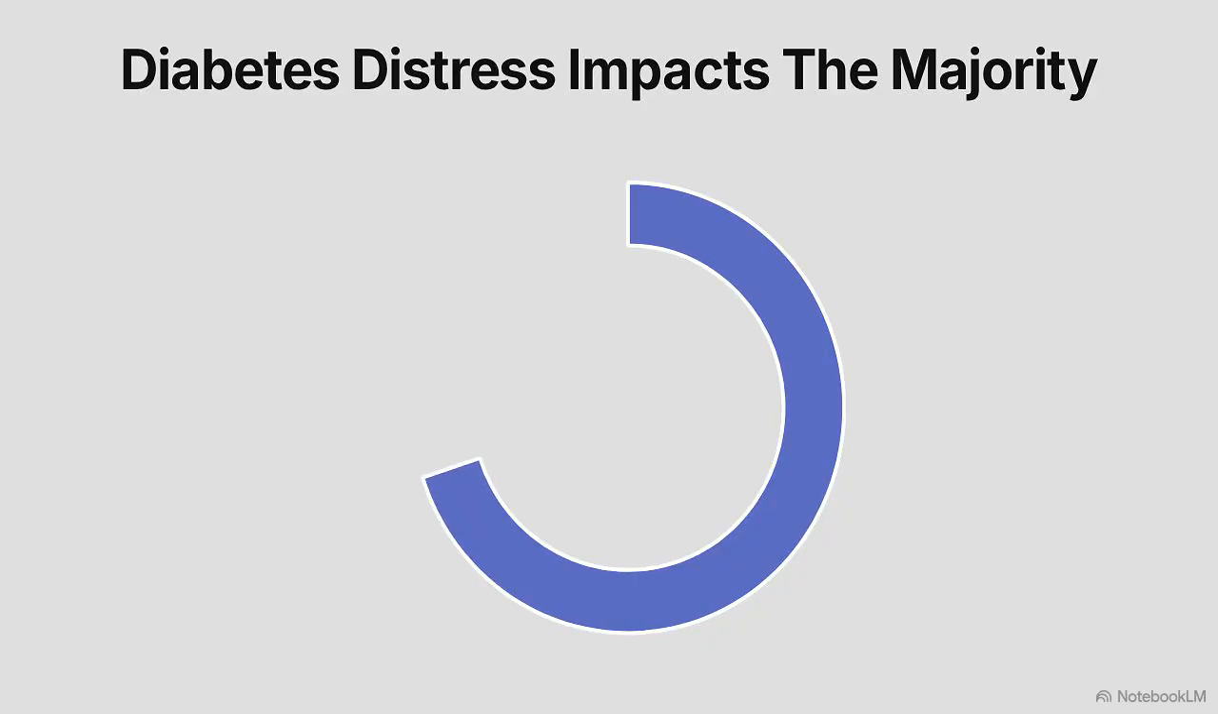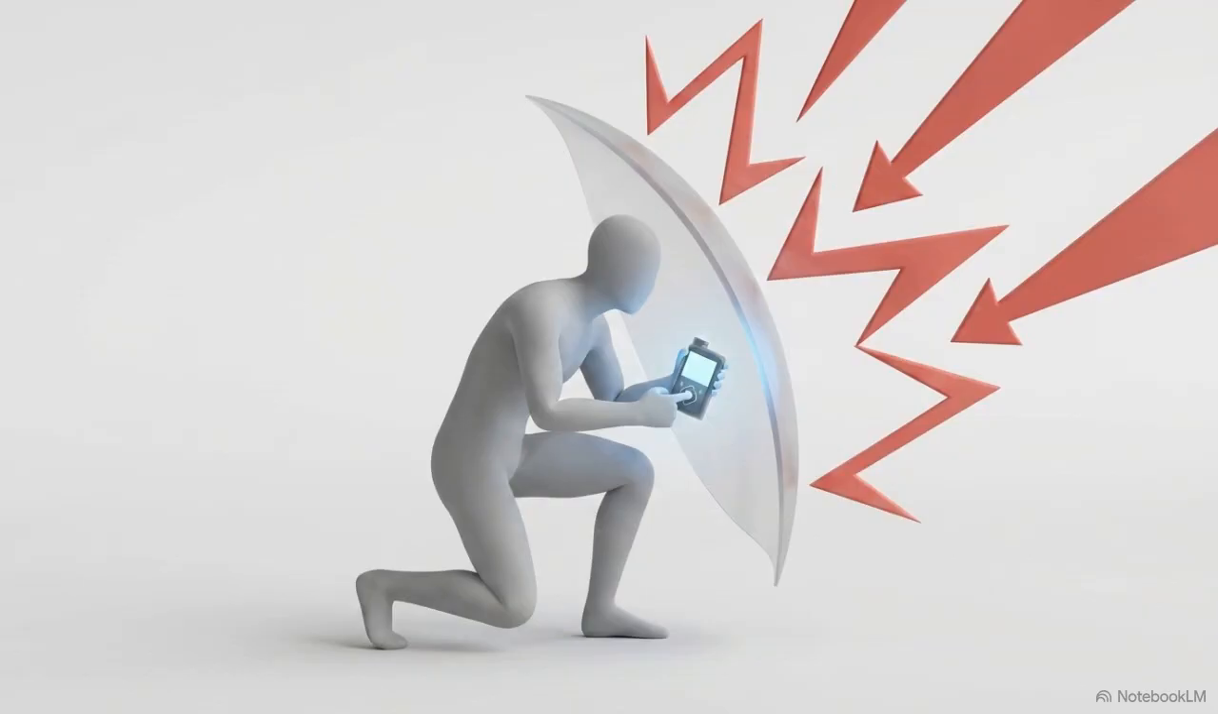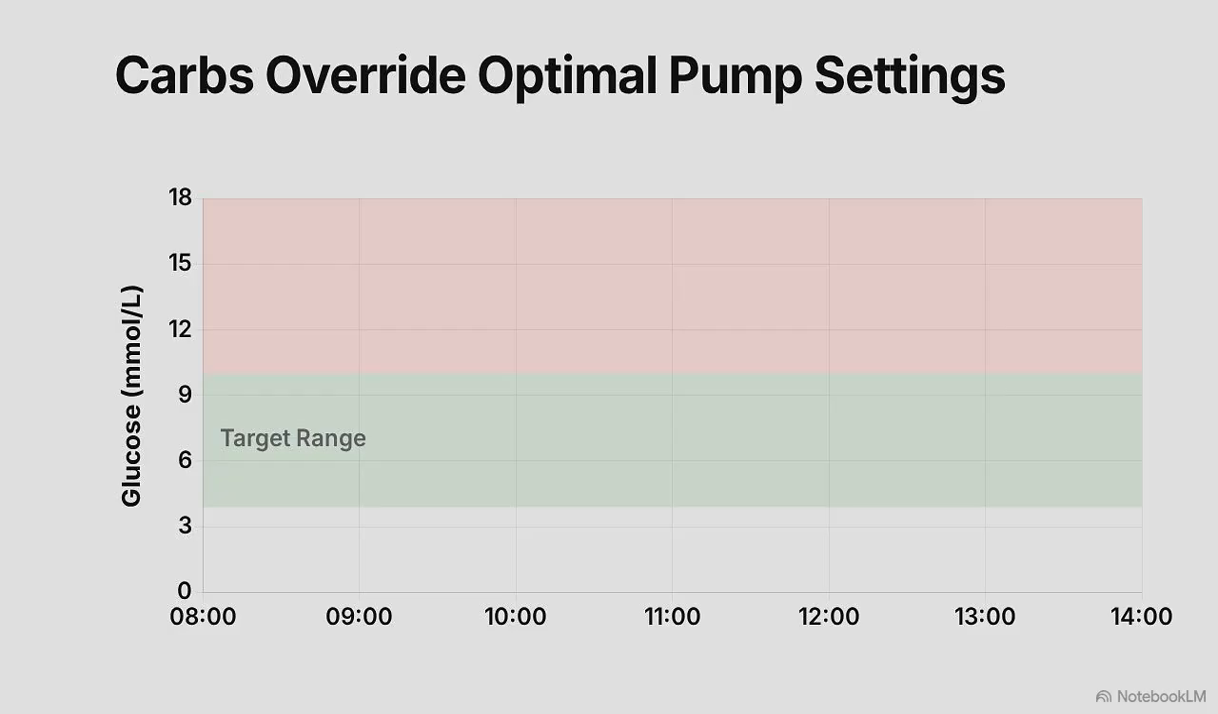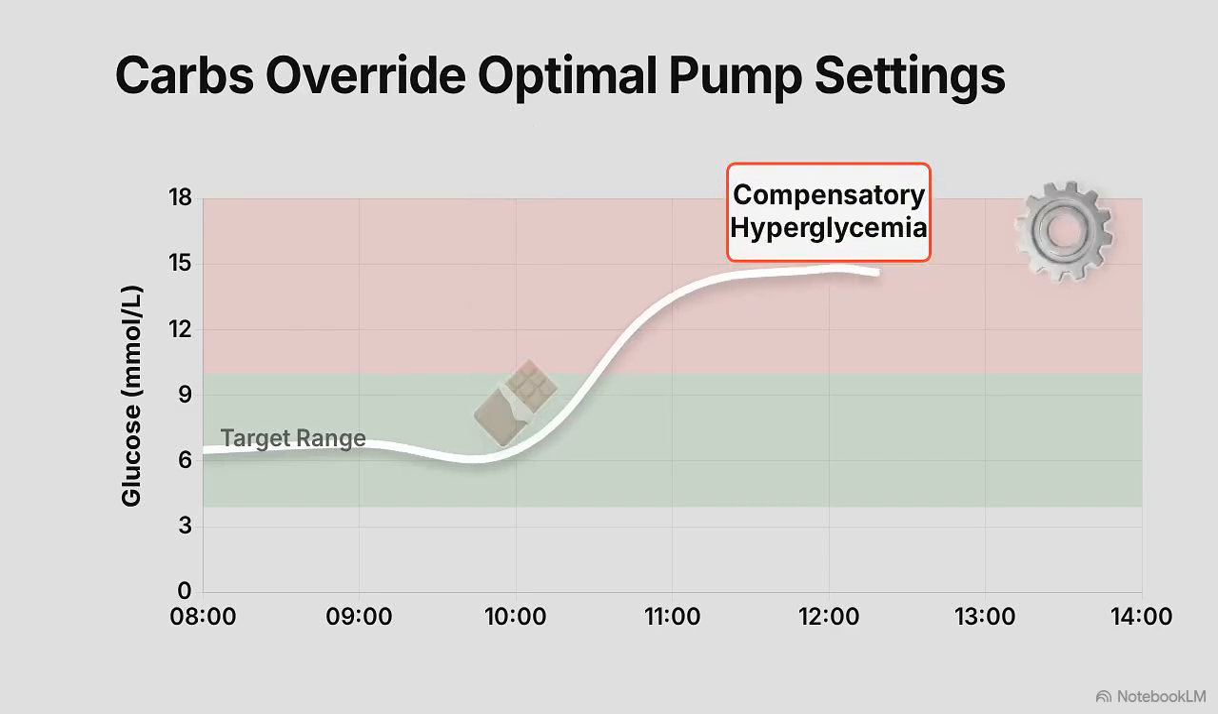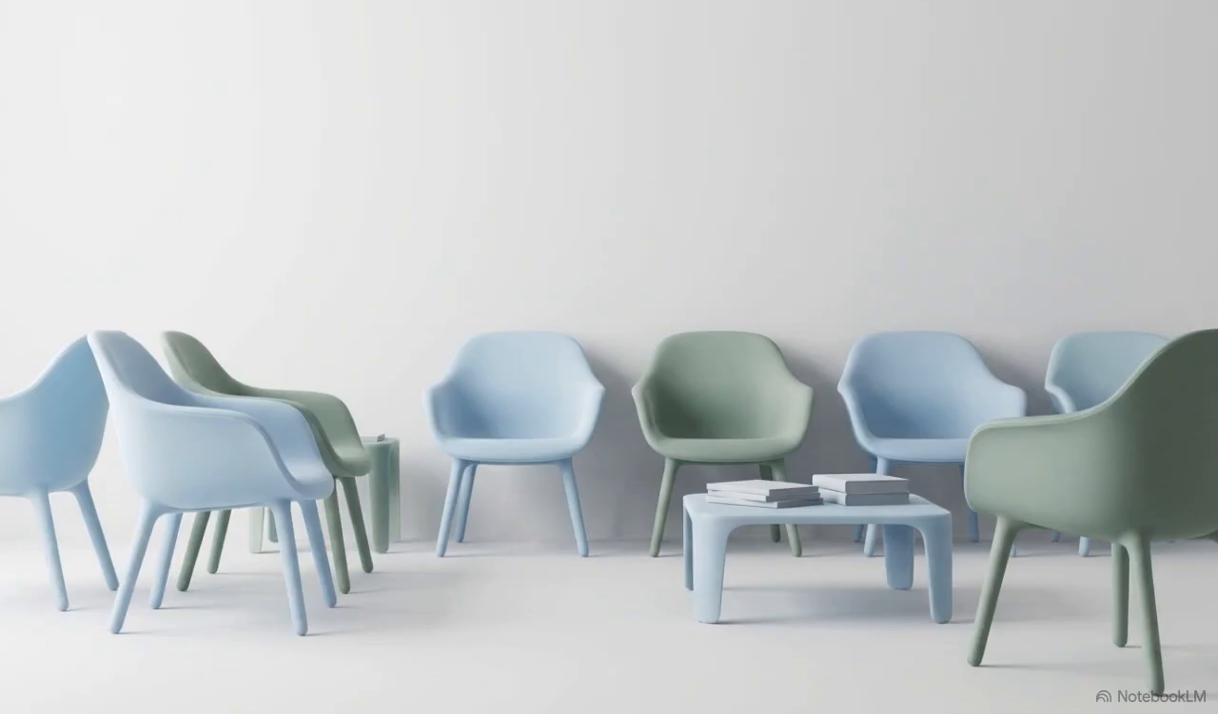Diabetes distress is highly prevalent, affecting over 70% of adults living with type 1 diabetes. In the context of automated pumps, an intense fear of hypoglycemia is particularly destructive. It actively drives patients to consume unnecessary carbohydrates and maintain compensatory hyperglycemia, completely overriding the system's optimal settings. To capture these variables, clinicians should integrate rapid, validated screening tools, such as the PAID scale for distress or the hypoglycemia fear survey, ideally completed in the waiting room before the visit begins.